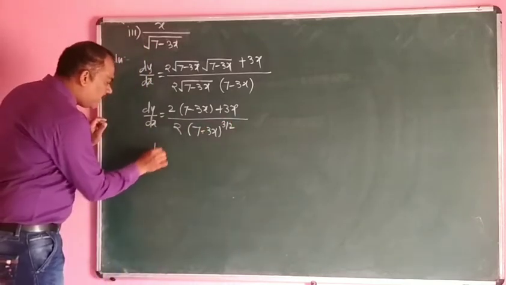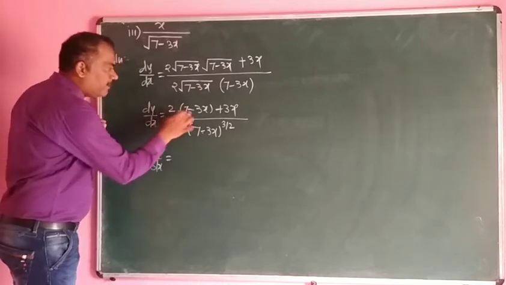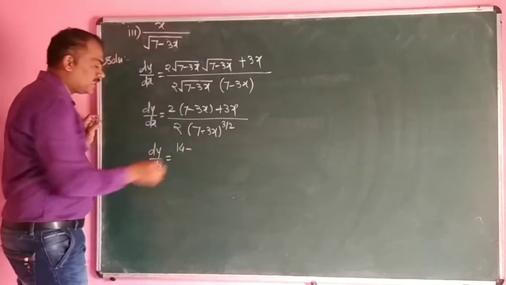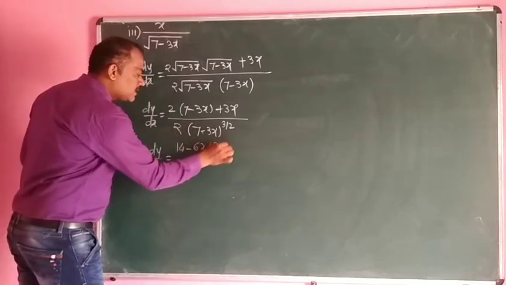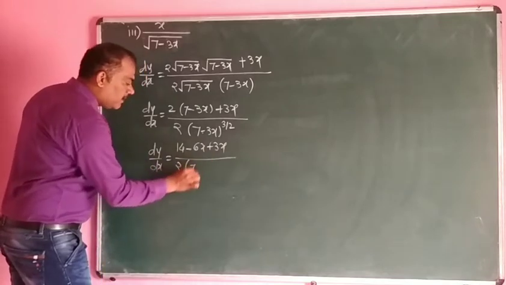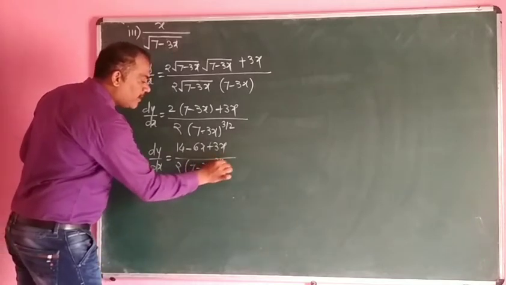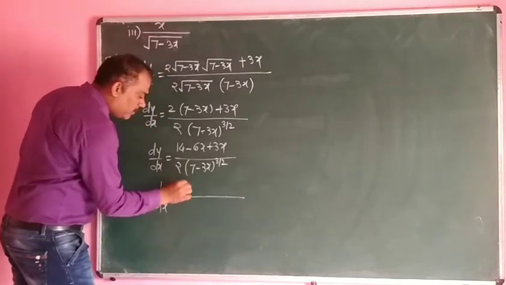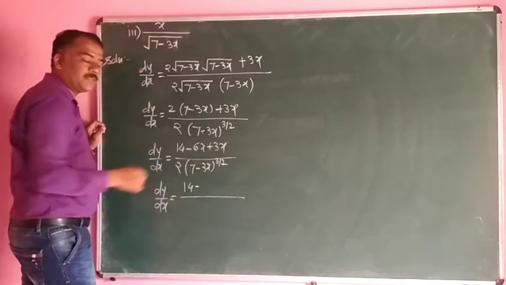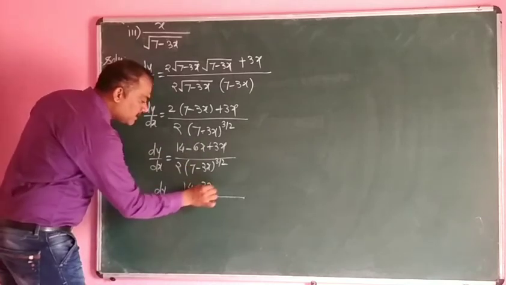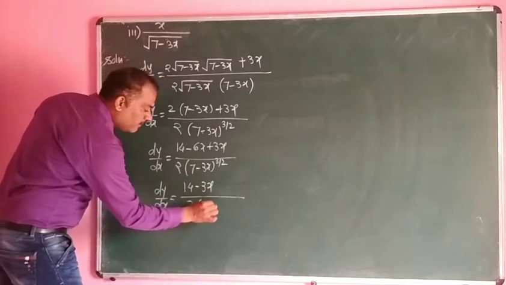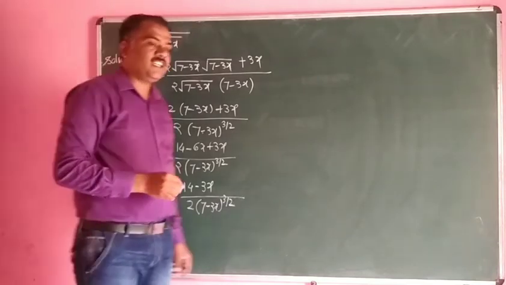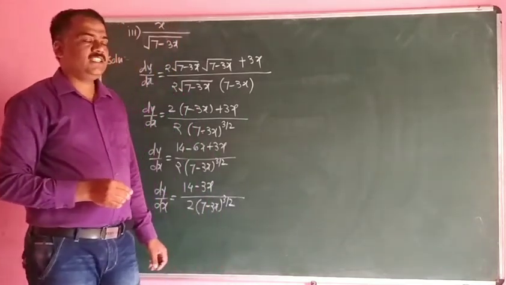Now dy by dx is equal to, multiplying by 2 inside the bracket, 2 into 7, 14, minus 2 into 3x, that is minus 6x, plus 3x, divided by 2 times 7 minus 3x raised to 3 by 2. That is dy by dx is equal to 14 as it is, minus 6x plus 3x, that is nothing but minus 3x, divided by 2 into 7 minus 3x raised to 3 by 2, which is the required answer. Now we have to discuss the next example.